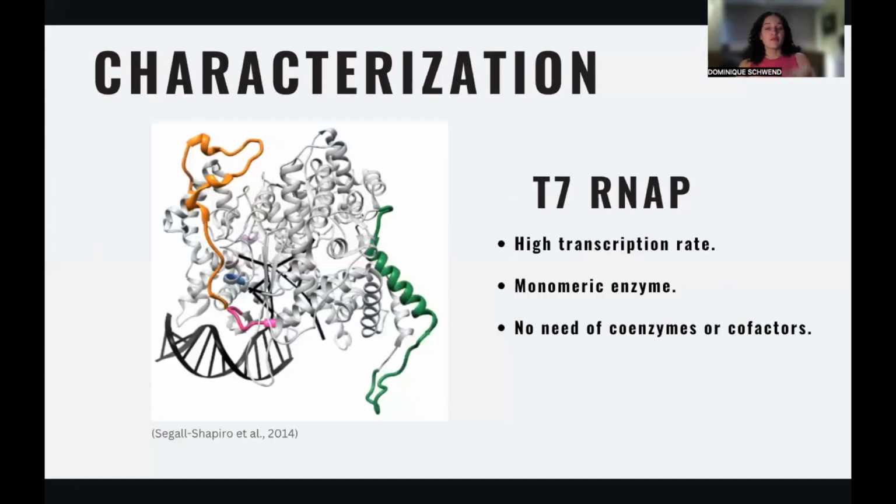First, to understand the split of the protein, I will talk a little bit about the full-length T7 polymerase, which, as you may know, is an enzyme that catalyzes the transcription process from DNA to RNA, being 8 times faster than the E. coli RNA polymerase. It is a monomeric enzyme that recognizes the T7 promoter and does not require coenzymes or cofactors to function, being widely used in molecular biology.